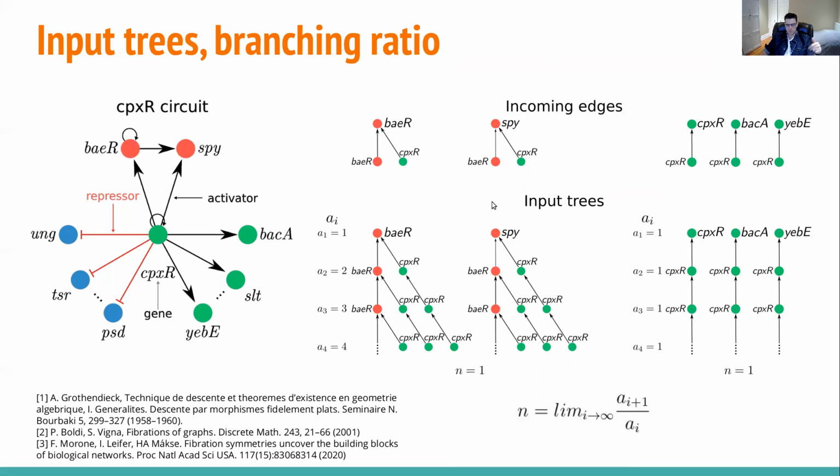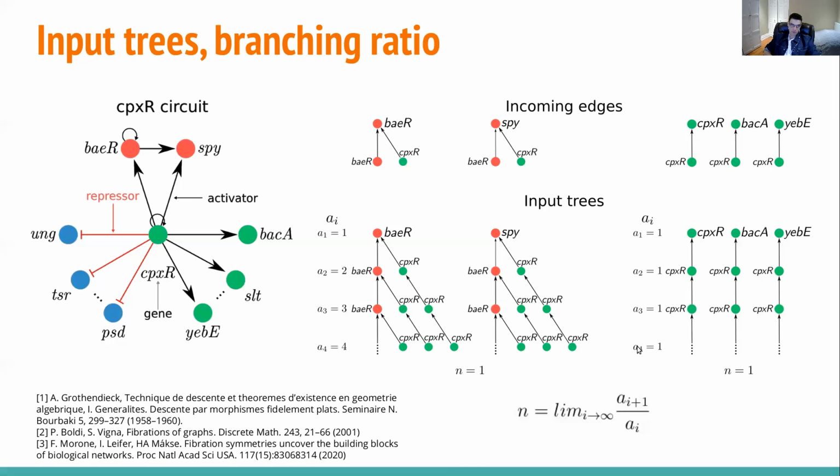But now we want to define input trees. Input trees are k-in of k-in of k-in of k-in, taken an infinite number of times. So we start with buyer, which receives from itself and CPXR, again, and this is going to happen until infinity. Now CPXR receives from itself, etc. So we build these input trees, and in a similar way for spy also, from buyer and CPXR, and CPXR itself. So we build these input trees now.